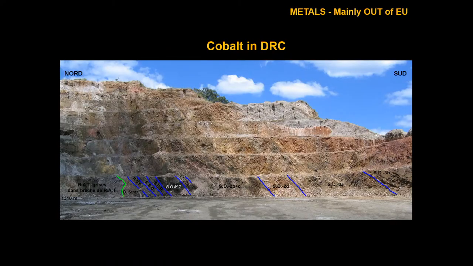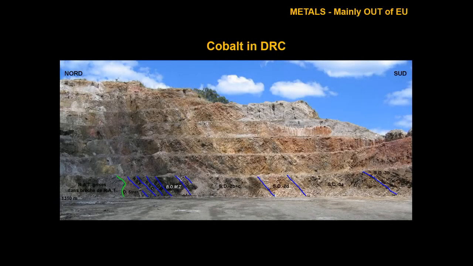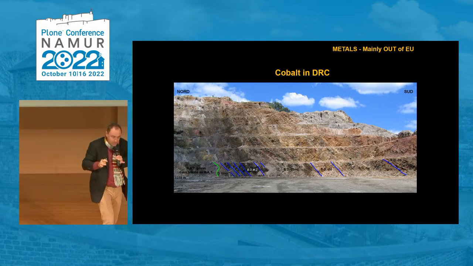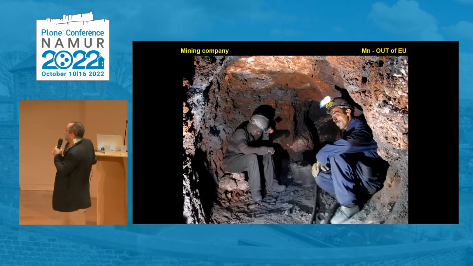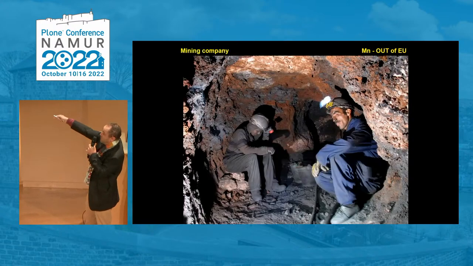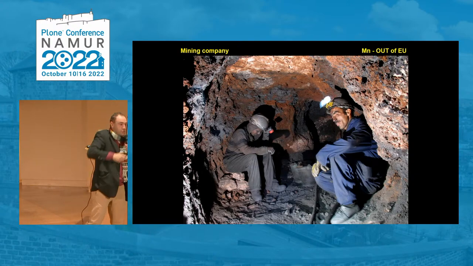But for metals, mainly not in Europe, mainly out of Europe. This is cobalt, so the batteries you have need cobalt at the moment. And of the cobalt in the world, 60%, not 16, 60% is extracted from this kind of site. I know this is incredible, but this is true. This kind of site, around DRC, of course. This is mining with mining companies of manganese out of Europe, now, not one century ago, now.